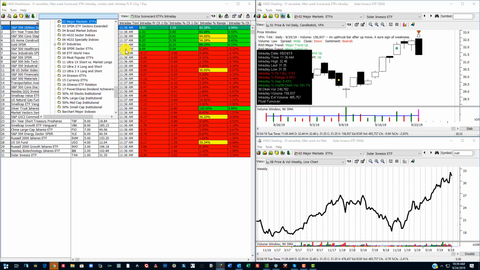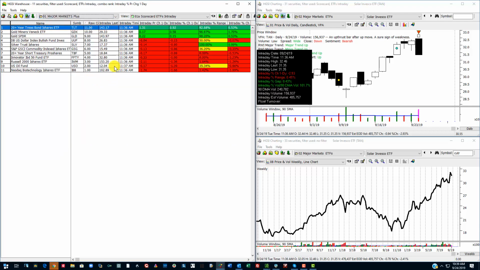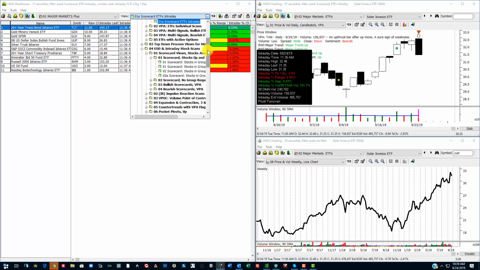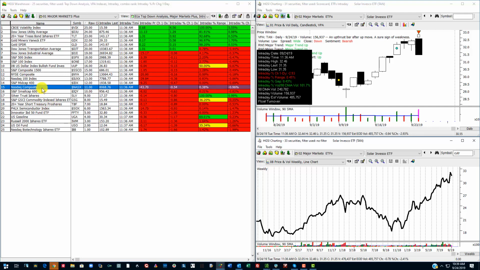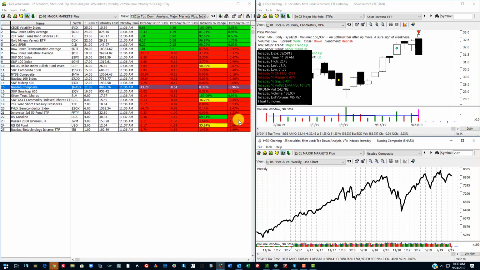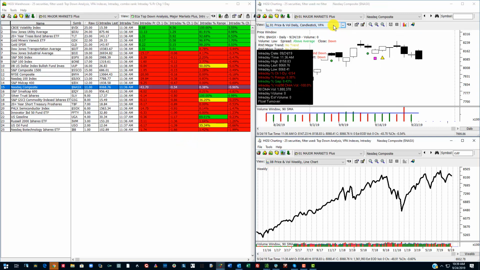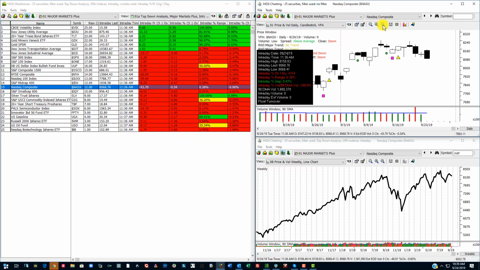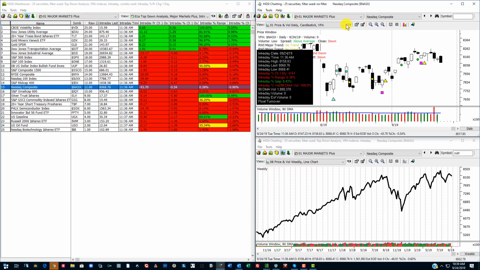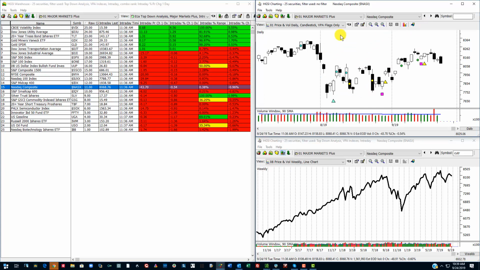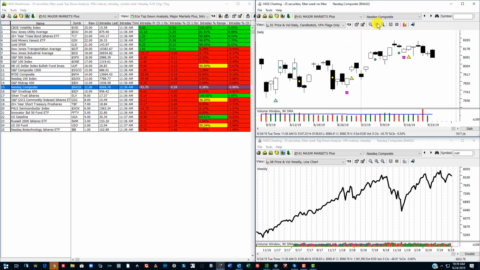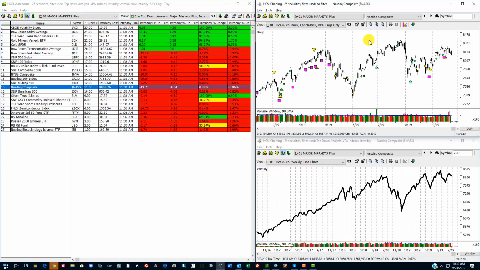In fact, let me just go back up here to Major Markets Plus. I'm going to get out of my ETF view, go to Major Markets Plus, Intraday, and let's take a look at the NASDAQ over here on the right. I'm going to go to a different chart. Going to go down to my fractal layout charts. I'll explain fractal in the future. Now let's just do it like this.